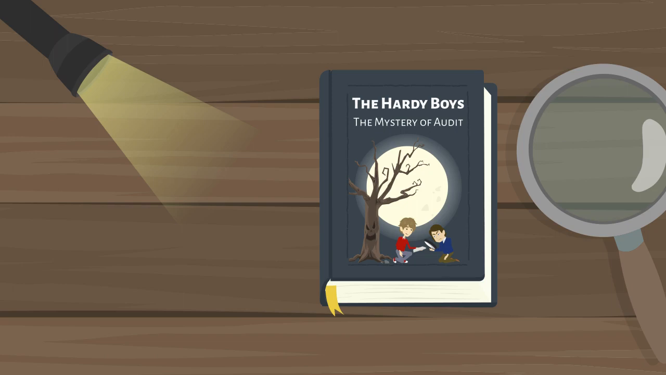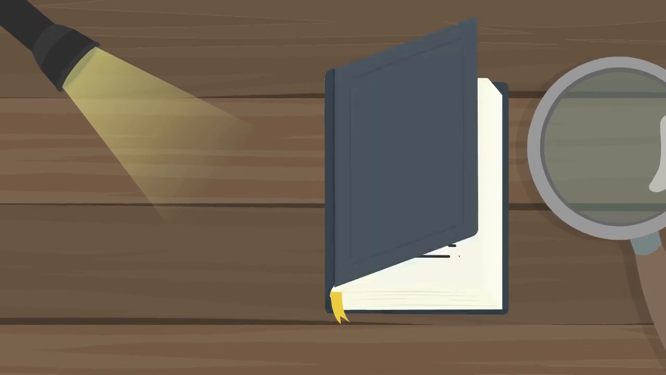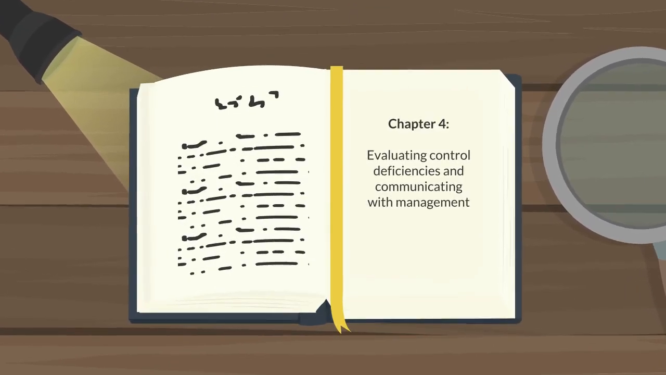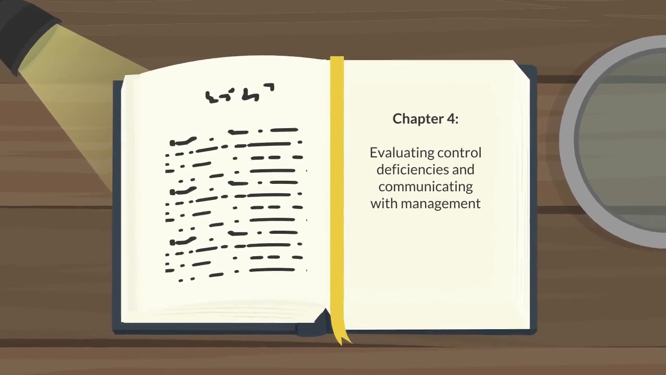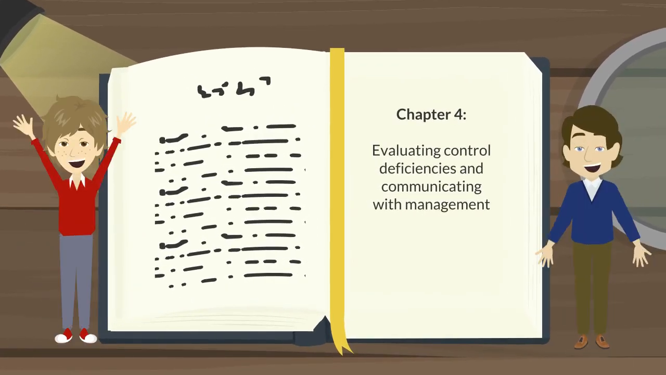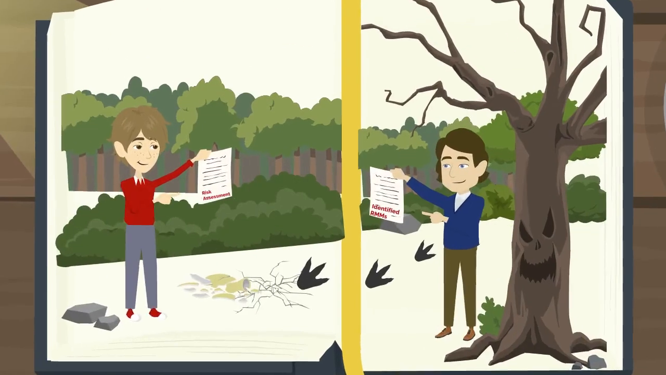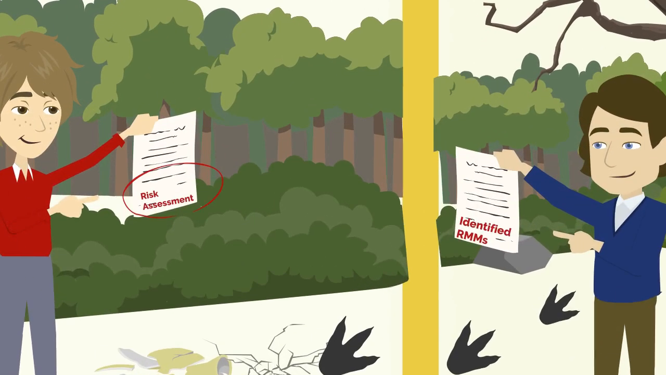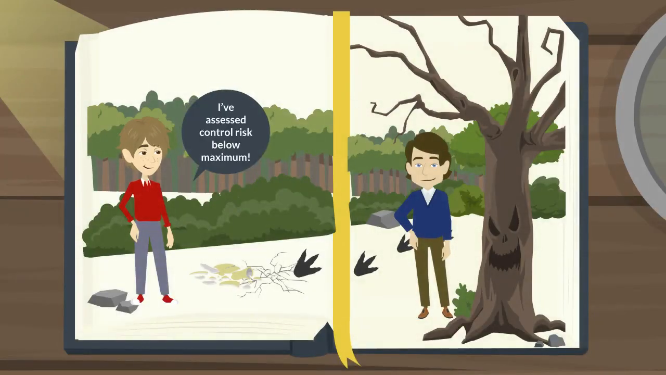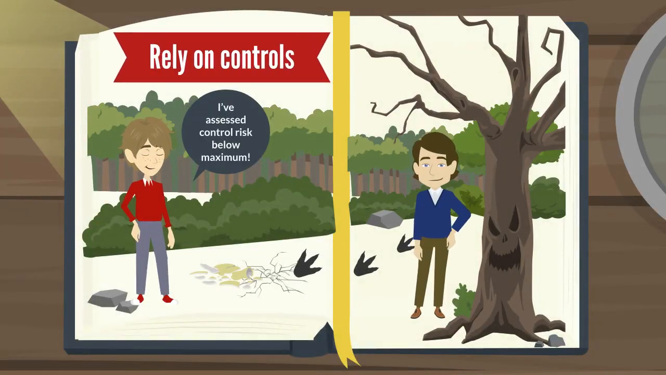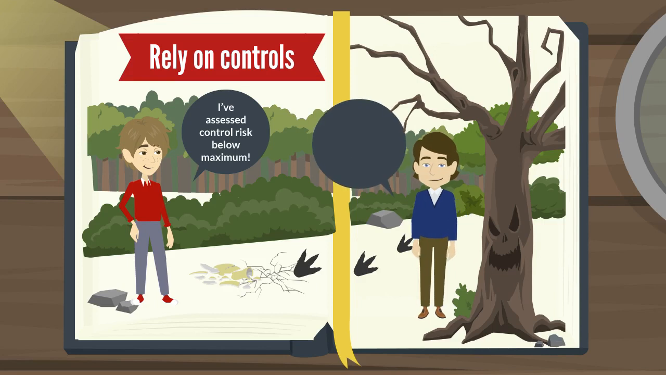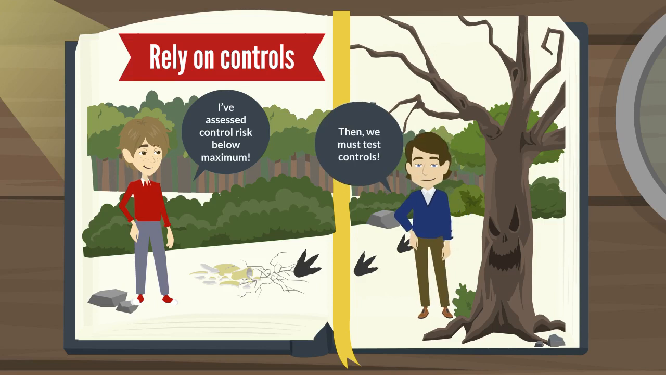This course will focus on the process of evaluating your test of controls results in order to conclude on the operating effectiveness of identified controls. But let's back up for a second. At this point in the audit, you have already performed risk assessment procedures and identified the relevant RMMs at the assertion level. You've also assessed your control risk and have planned to rely on controls. Therefore, you must test those controls.